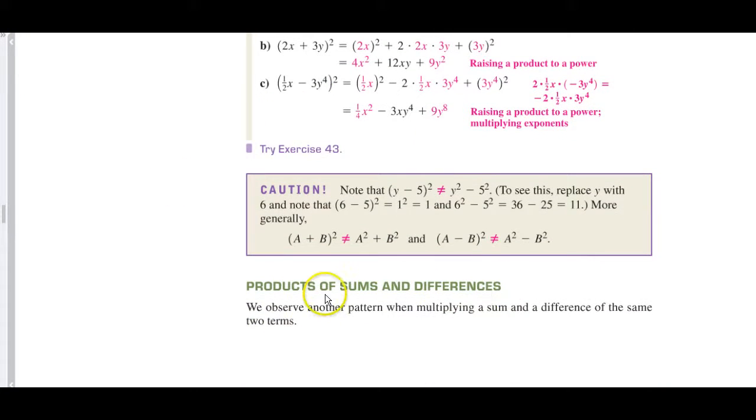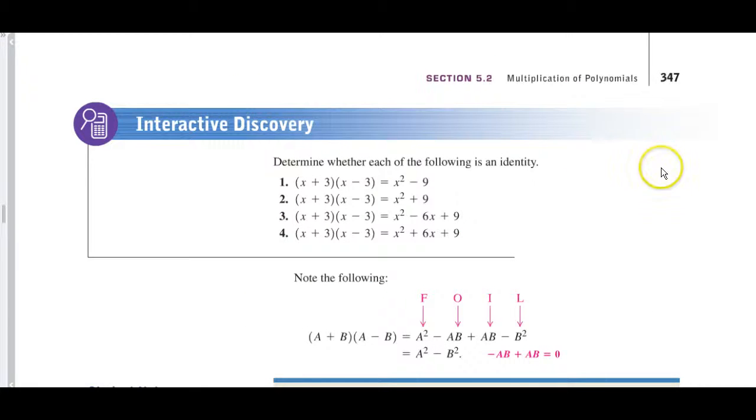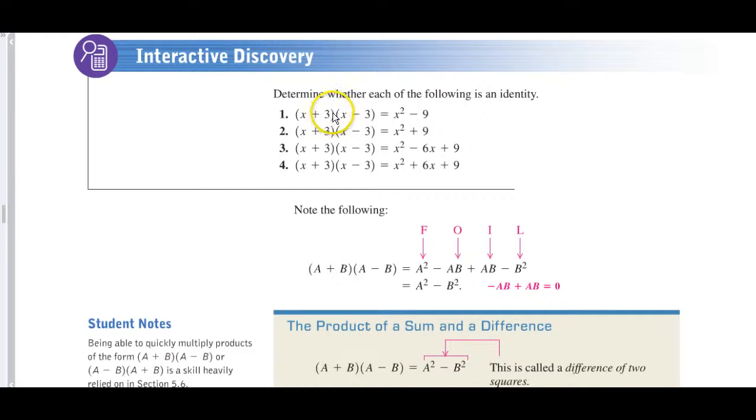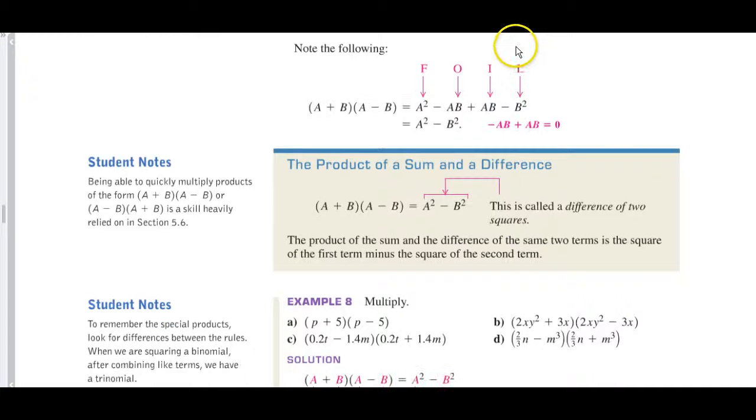Now, the next one is the product of sum and differences. This is also a special product, we can skip this part because we're going to look right at it. Now notice when you FOIL the sum and differences of the same terms, and by the way, these have another special name that I want to introduce at this time. They're called conjugates. And write this in your notes. These are conjugates of each other.